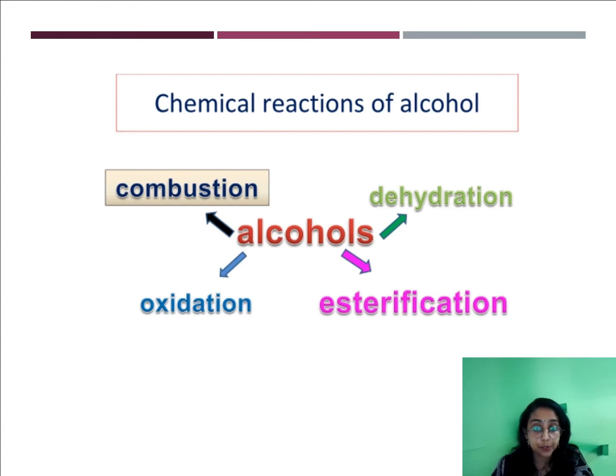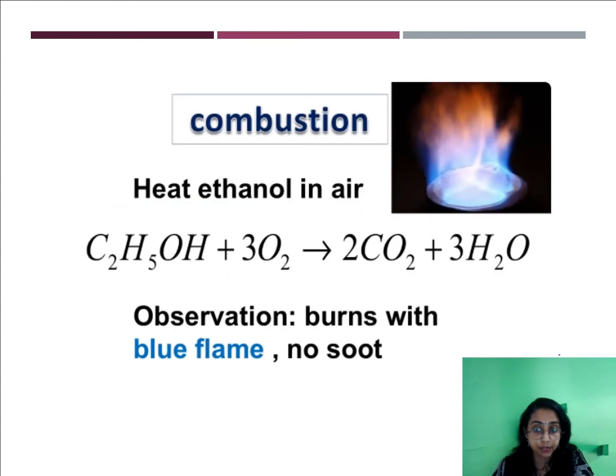So now we are moving to alcohol. Alcohol has four chemical reactions. The very important ones are dehydration and oxidation. You must know esterification is a complementary reaction between carboxylic acid and alcohol, which forms an ester. Esterification I'll explain to you later. So now we're going to look at the next reactions.